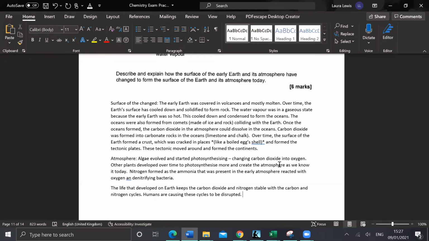Over time, the surface of the Earth formed a crust, which was cracked in places like a boiled eggshell, and formed the tectonic plates. These tectonic plates moved around and formed the continents. In the atmosphere, algae evolved and started photosynthesizing, mainly in the oceans, changing carbon dioxide into oxygen. Other plants developed over time to photosynthesize more and create the atmosphere as we know it today. Nitrogen formed as the ammonia in the early atmosphere reacted with oxygen and denitrifying bacteria. Humans are disrupting the cycle.